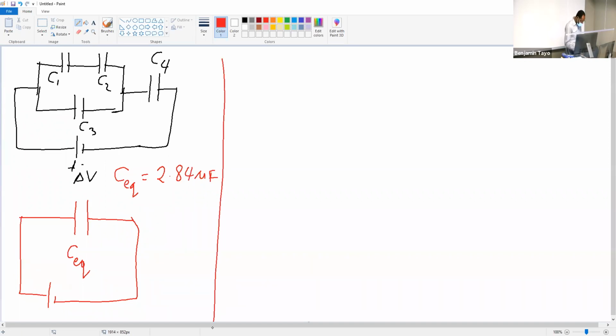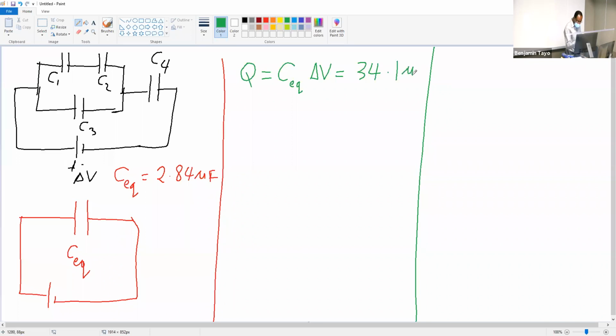Now, since I know my C equivalent, let's go ahead and calculate the total charge. So the total charge is equal to C equivalent times delta V. Now, if you substitute that value, you should get 34.1 microcoulombs. So if you just take 2.84, you multiply that by 12, because delta V is equal to 12, you should get the total charge.